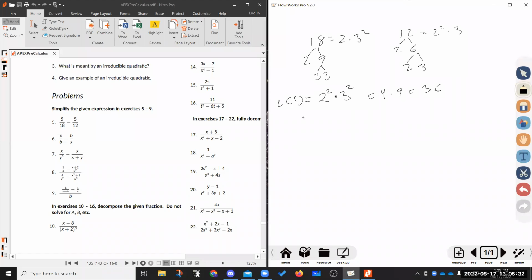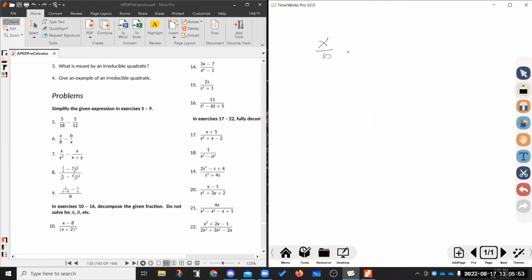To get 36 in my denominator for 5 over 18, I'm going to have to multiply by 2 over 2. To get 36 in my denominator for 5 over 12, I'm going to have to multiply by 3 over 3. This is 10 minus 15 in my numerator, 36 in my denominator, which is negative 5 over 36.